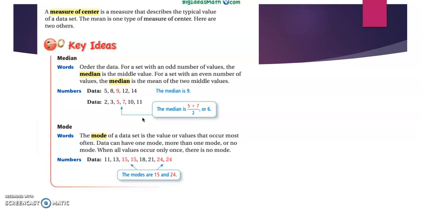Okay, the mode. The mode is the number that shows up the most. In this one down below, you've got 11, 13, 15, 18, 21, 24, and 24. You've got two numbers that show up the same. You've got 15 that shows up twice and 24 that shows up twice. So in that situation, you have two modes.